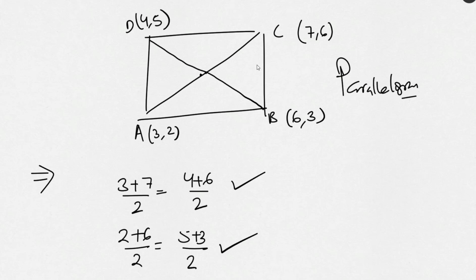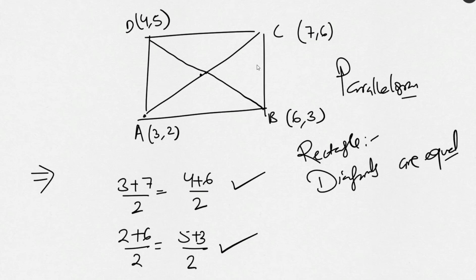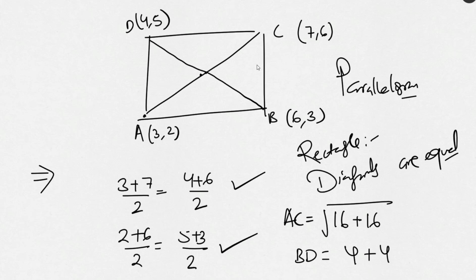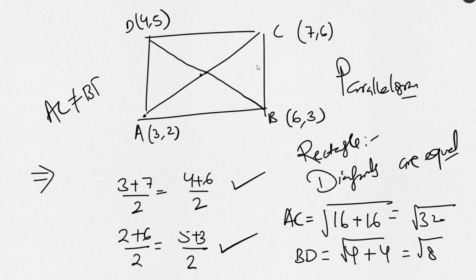To prove that this is a rectangle, what can you prove? You can prove that the diagonals are equal, right? And we can easily figure that out using the distance formula. What is AC? 3 minus 7 is 4, 4 square is 16, plus 2 minus 6, which is 4, so 16 plus 16. And what is BD? 4 minus 6 is 4 in magnitude, plus 5 minus 2. This is also 4. So this is 32. You can simplify it, but these are not the same, right? AC is not equal to BD, and hence this is not a rectangle.